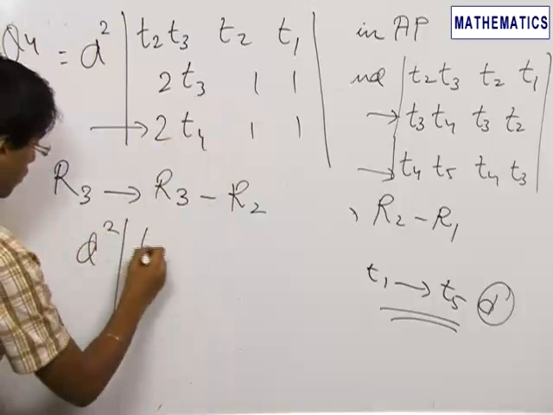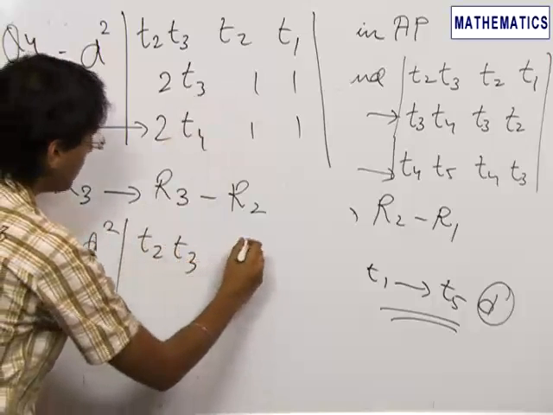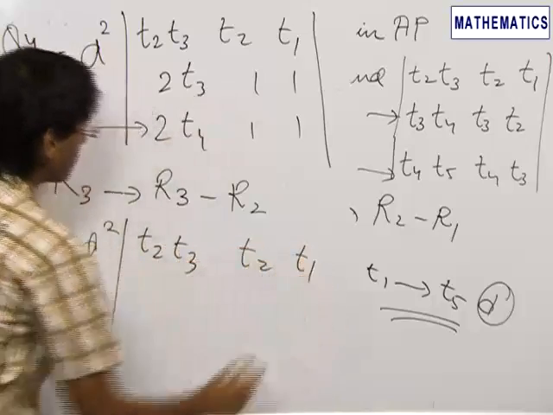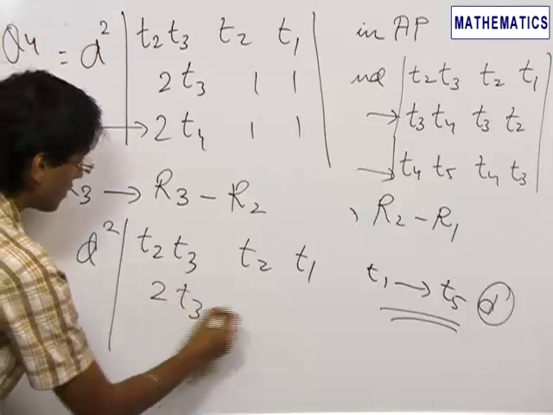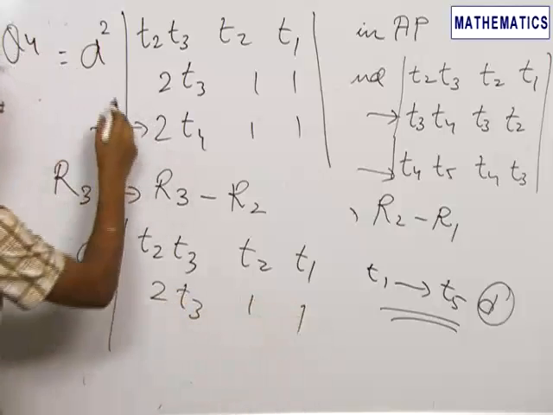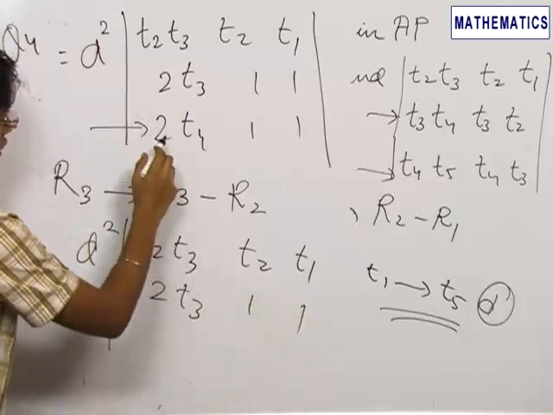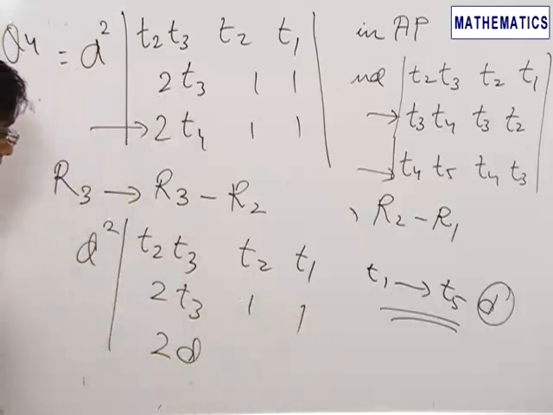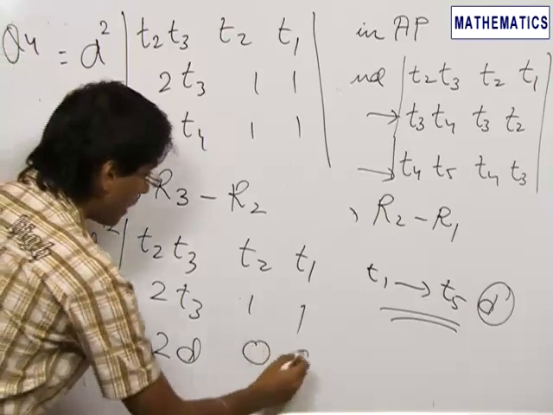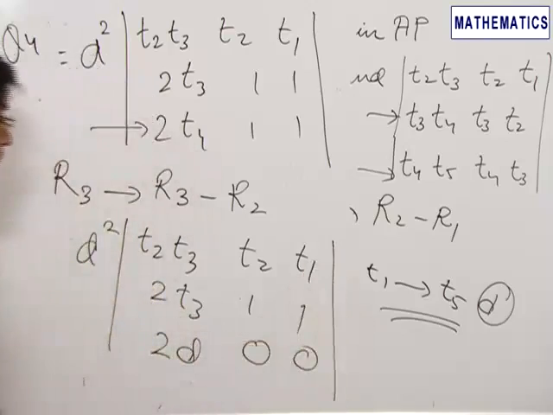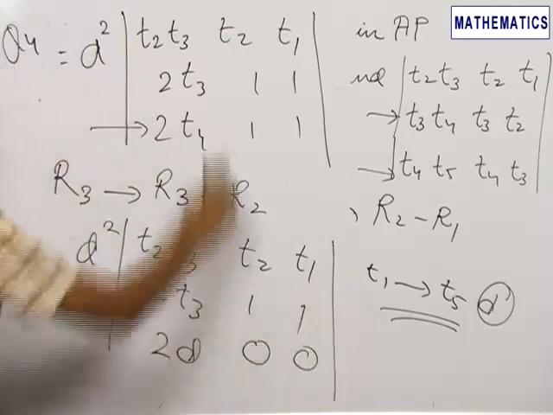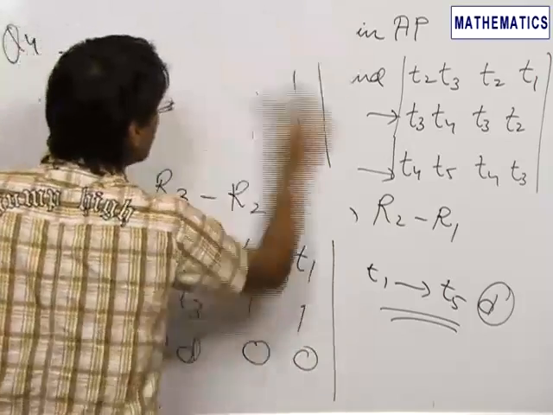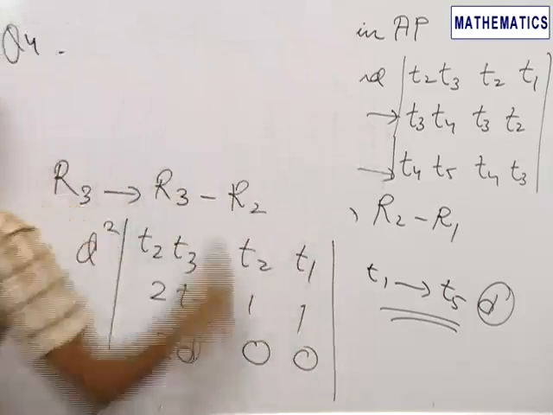whose value we know. The row R1 will be unchanged, R2 will also be unchanged since no operation has been made on row R2, and this becomes 2 times T4 minus T3, which is again D. This becomes 0 and this becomes 0. After creating 2 zeros, we can very easily expand the determinant.